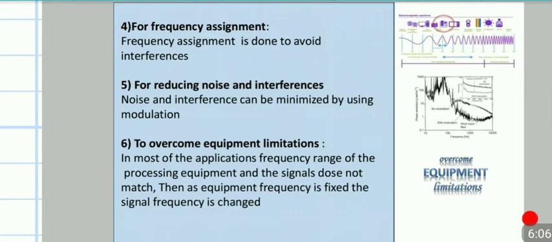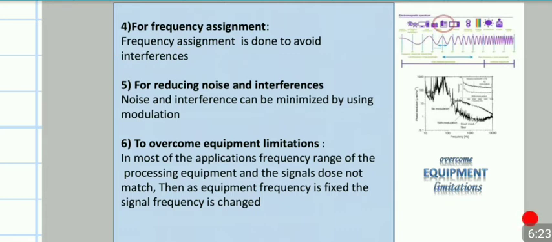What do you mean by frequency assignment? Frequency assignment is done to avoid the interferences. Okay, what it says here, frequency assignment is done to avoid the interferences. What do you mean by interference?